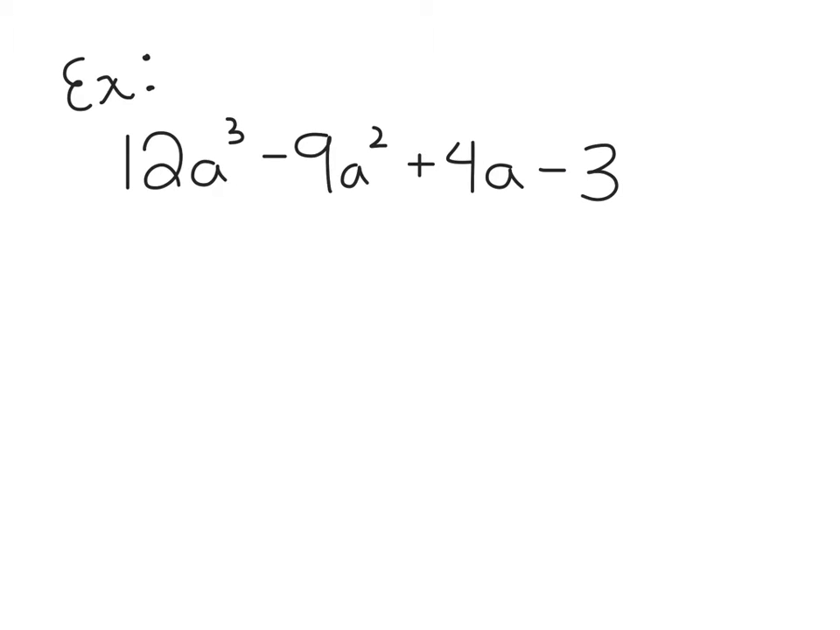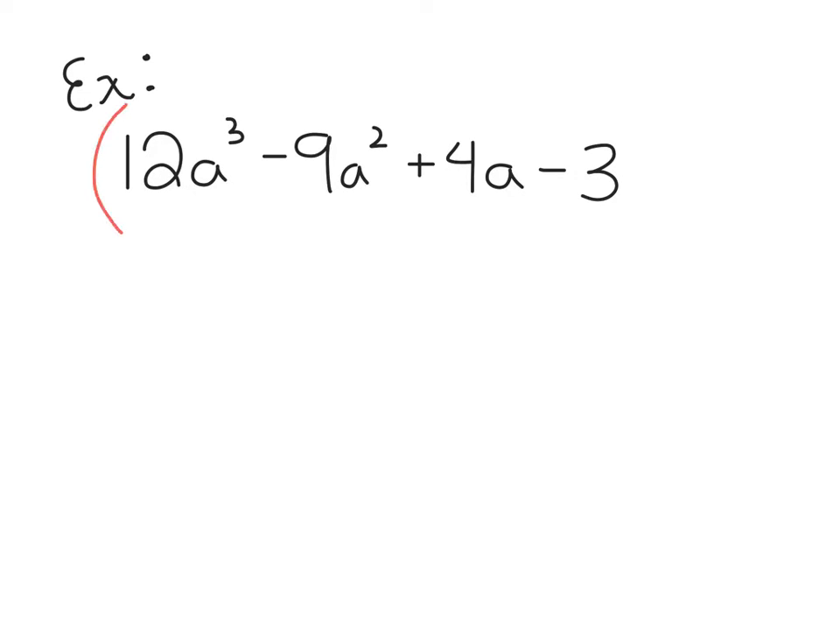All right, example 1. We have this polynomial, 12a cubed minus 9a squared plus 4a minus 3. When we are factoring by grouping, we are trying to separate this polynomial so that we can find a common binomial factor. So let me show you what I mean by that.